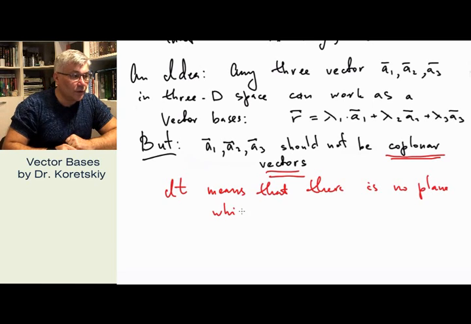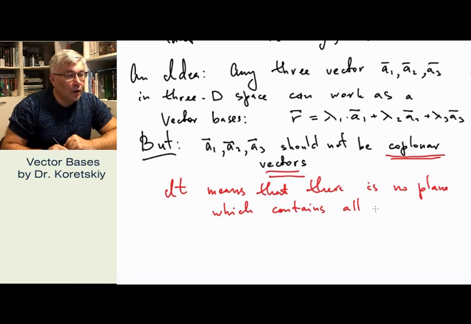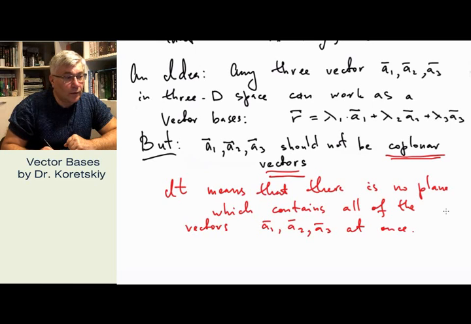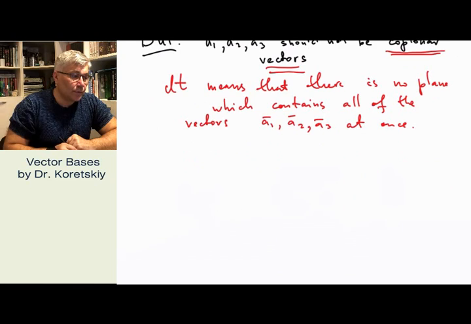I use the reading, it means that there is no plane which contains all the vectors A1, A2, and A3 at once.